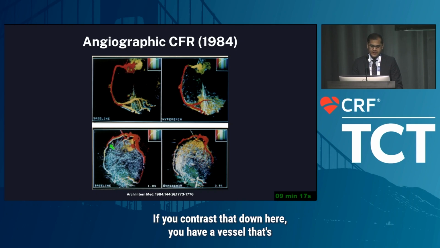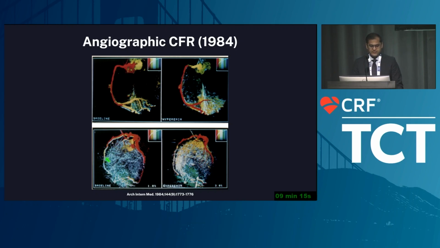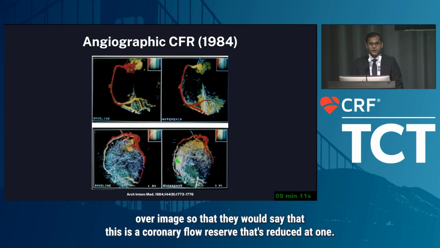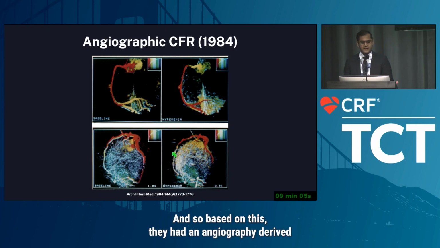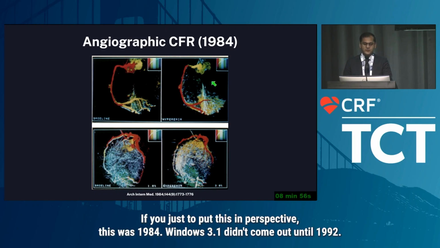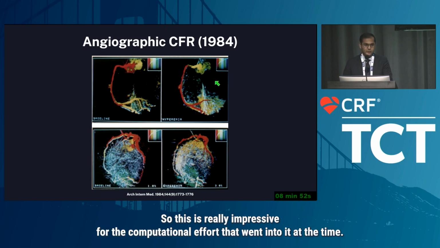If you contrast that down here, you have a vessel that's white at baseline, and then it stays white with the contrast-induced hyperemia, so that they would say that this is a coronary flow reserve that's reduced at 1. And so based on this, they had an angiography-derived coronary flow reserve, but again, really limited by the technology at the time. Just to put this in perspective, this was 1984. Windows 3.1 didn't come out until 1992, so this is really impressive for the computational effort that went into it at the time.